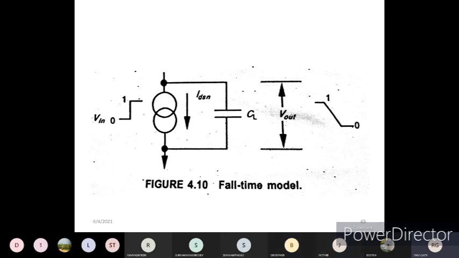So with this fall time estimation, the fall time we are going to represent in terms of tau f, whereas the rise time we are going to represent in terms of tau r. From the use of this fall time and rise time, we can see how much propagation delay has been incorporated in the MOS transistor. We can calculate it.